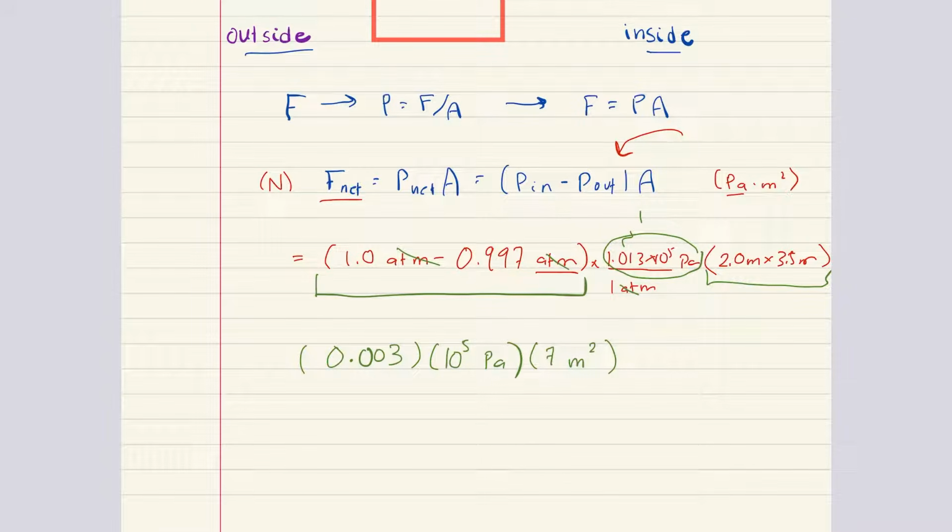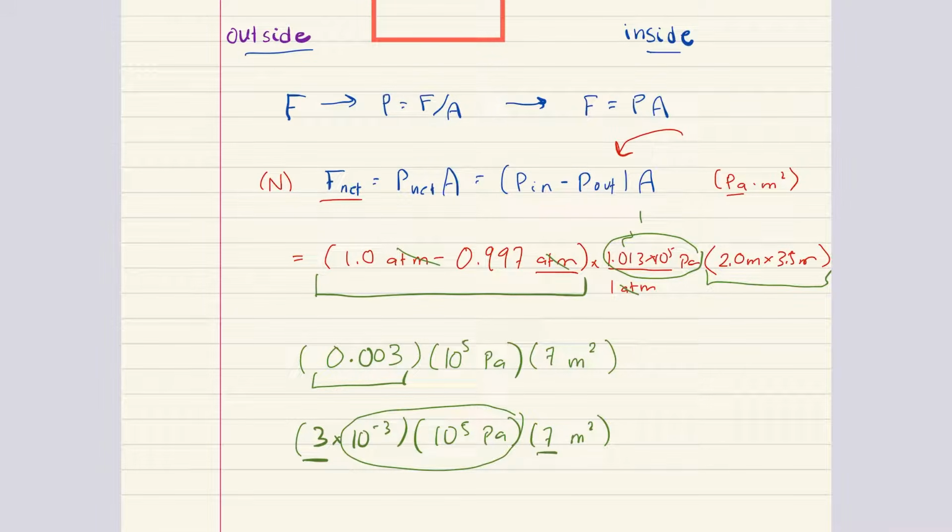Now, how can we simplify this a little bit more to make our calculation easier? We can rewrite this as 3 times 10 to the negative 3. And the reason we want to do this is because now we can focus on all of the values, 3 and 7, by themselves, and then focus on these exponents by themselves as well. 3 times 7 is equal to 21, and then 10 to the negative 3 multiplied by 10 to the 5, this is just equal to 10 to the power of negative 3 plus 5, which gives us positive 2. So then our answer is 21 times 10 to the 2 Pascal multiplied by meter squared.